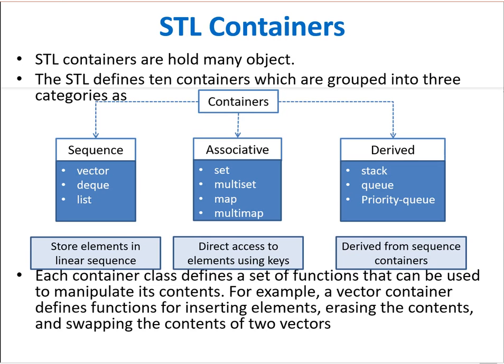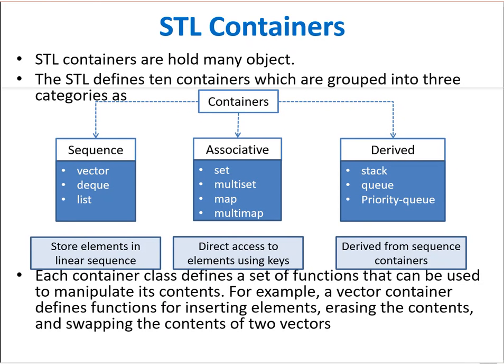Or in other words, we can say STL defines 10 different types of containers, which are grouped into three categories such as sequence container, associative container, and derived container. Here, the sequence container means storing the elements in a linear fashion, or we can access the elements in a sequential way. The examples of sequence containers are vector, deque, and list.